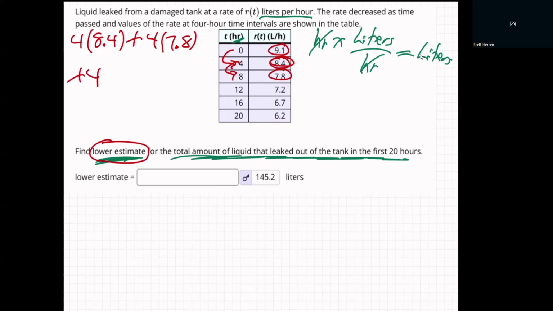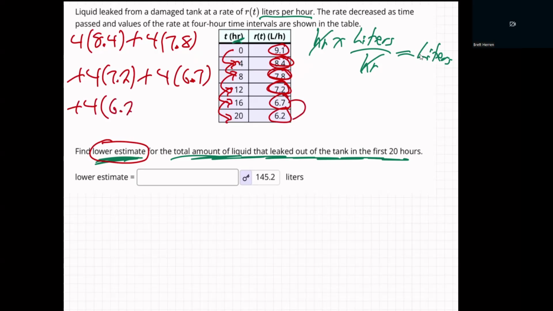Plus, and you get the pattern, right? For the next 4 hours, it started at 7.8, ended at 7.2. So it leaked out at least, always taking the lower of the two numbers in the interval, 7.2, right? Next 4 hours from 12 to 16, it started at 7.2, ended at 6.7. We'll go with the lower, to get how much it leaked out at least. And then the last 4 hours, it started at 6.7, ended at 6.2. So it leaked out at least 6.2 liters every hour for 4 hours.